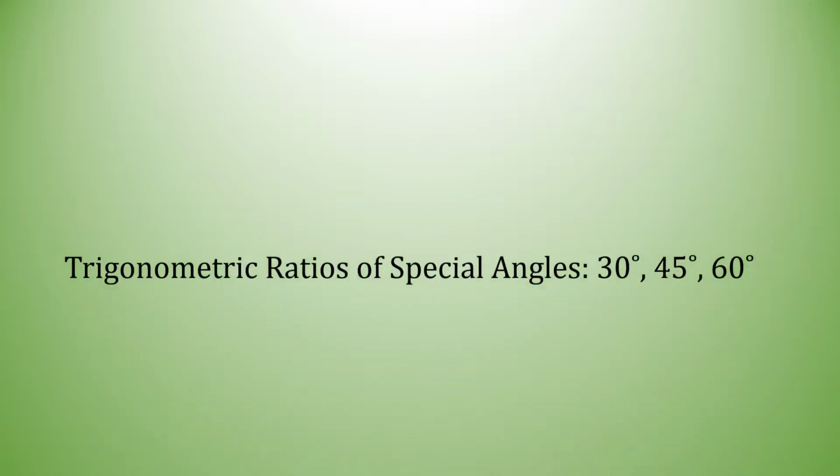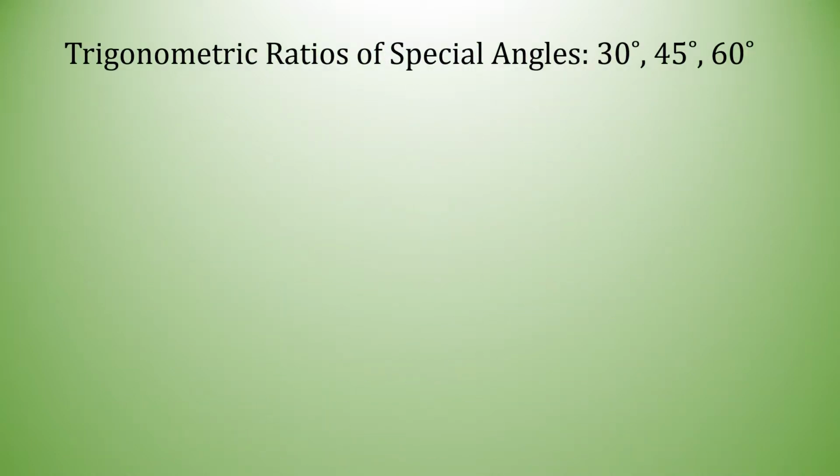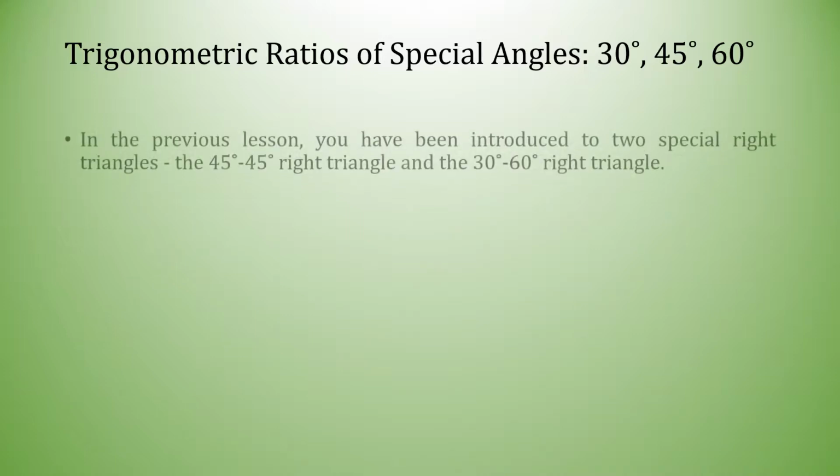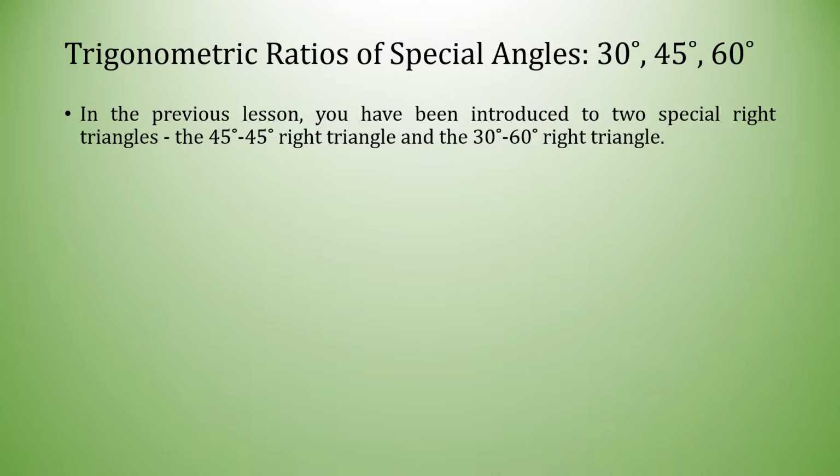So, what are special angles? Special angles are those angles whose measures are 30 degrees, 45 degrees, and 60 degrees. In the previous lesson, you were introduced to two special right triangles, the 45 degrees right triangle and the 30 degrees, 60 degrees right triangle.